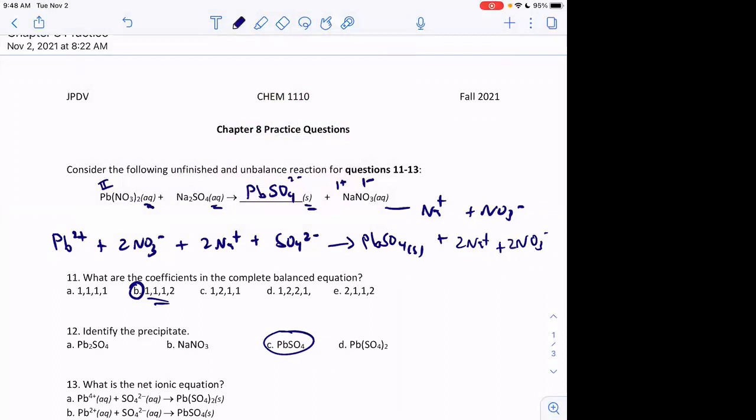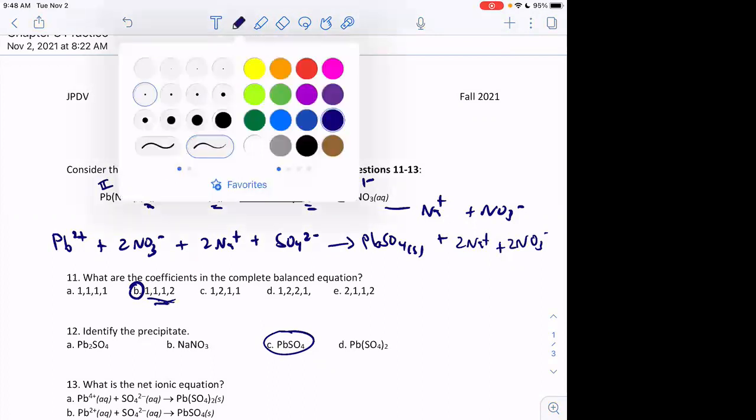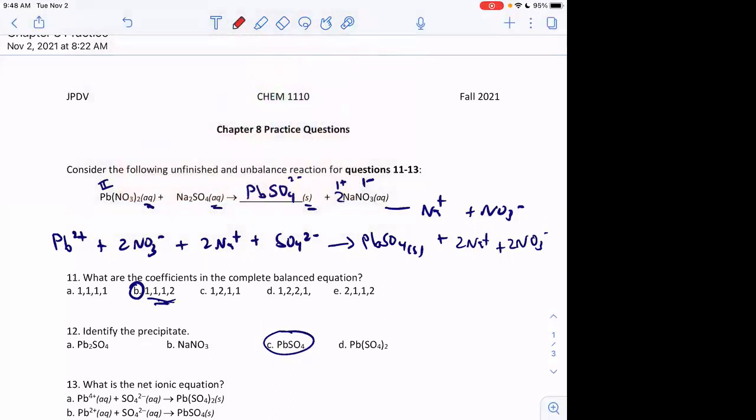2 nitrates, because we have a 2 in front here. Anything that occurs on both sides of the equation is considered a spectator ion. If you get a question on the exam identifying spectator ions, this is what you're looking for. 2 nitrate, 2 nitrate, 2 sodium, 2 sodium. What's left is your net ionic equation.